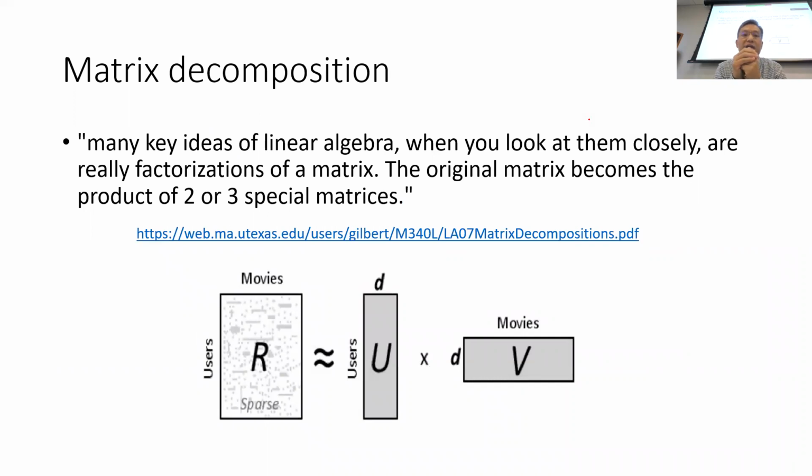Many key ideas in linear algebra, when you look at them closely, are really factorizations of a matrix. The original matrix would decompose into 3 or 2 matrices. And there's meaning in those decomposed matrices. And sometimes you need to have your own interpretation if you really have that.